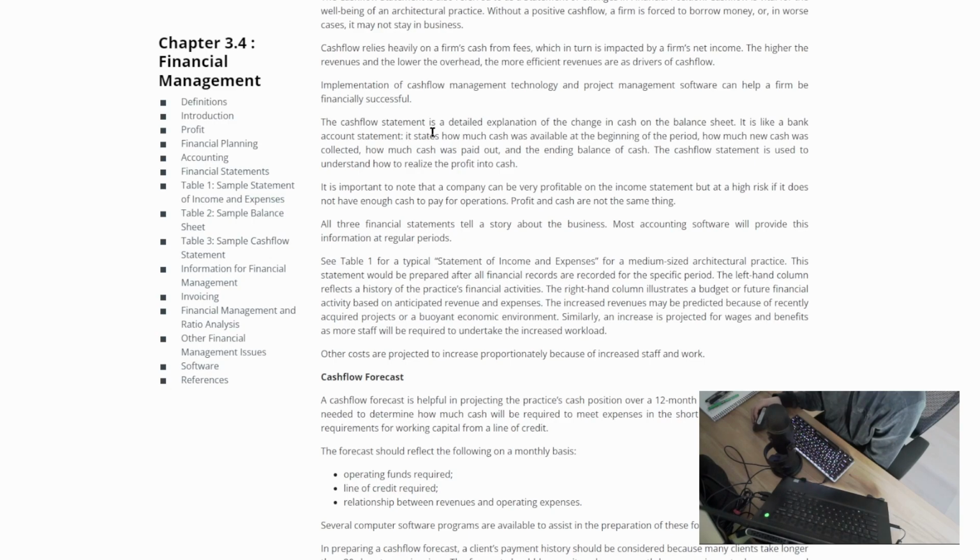The cash flow statement is a detailed explanation of the change in cash on a balance sheet. It is like a bank account statement. It states how much cash was available at the beginning of the period, how much new cash was collected, how much cash was paid out, and the ending balance of cash. The cash flow statement is used to understand how to realize the profit into cash.